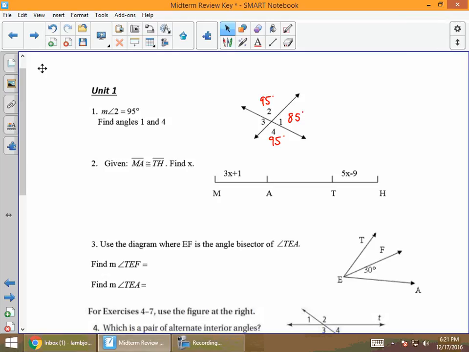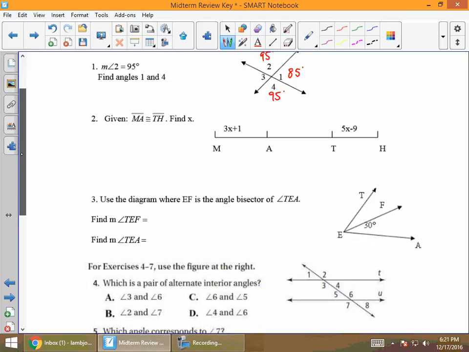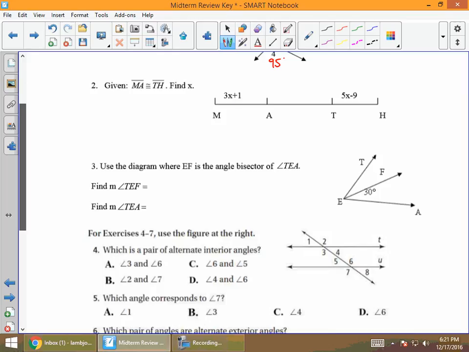Question number 2 says MA, and that symbol there in the middle means congruent. So these two pieces are congruent, meaning their distances are the same. So I can take 3x plus 1 and set it equal to 5x minus 9, and then solve using my algebra skills. Subtract 3x on both sides. Add 9 to both sides. And then divide both sides by 2. So x is equal to 5.